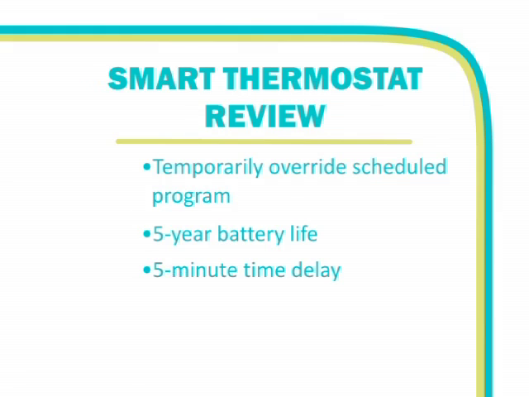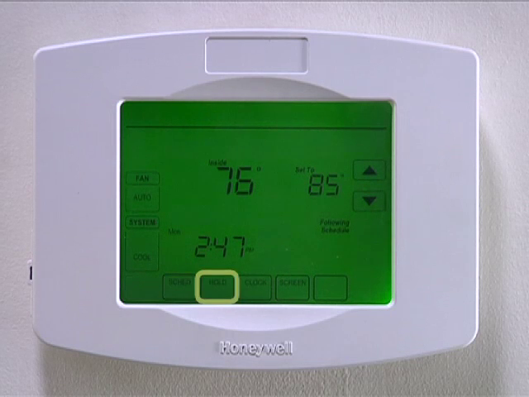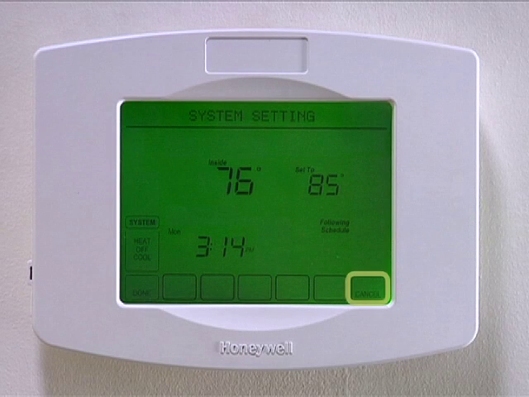5-minute time delay. Explain what the following buttons are and how they operate. Done. Schedule. Hold. Clock. Screen. Cancel. Explain the types of messages they may see on their smart thermostat.